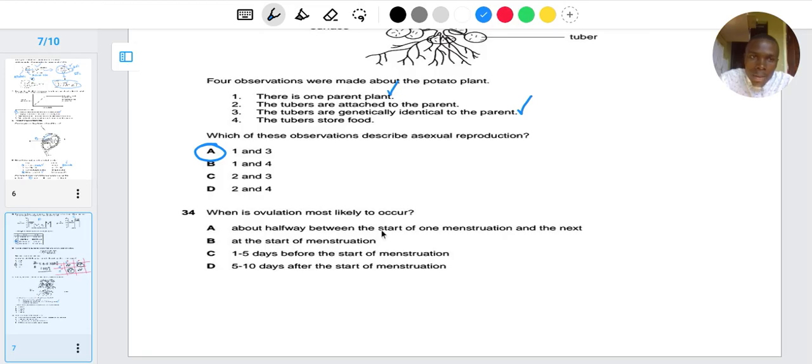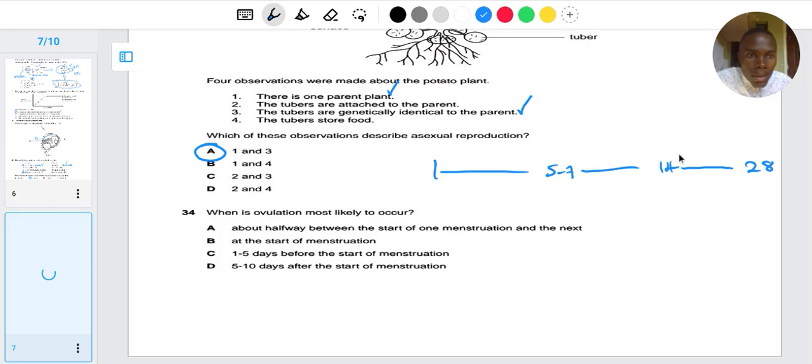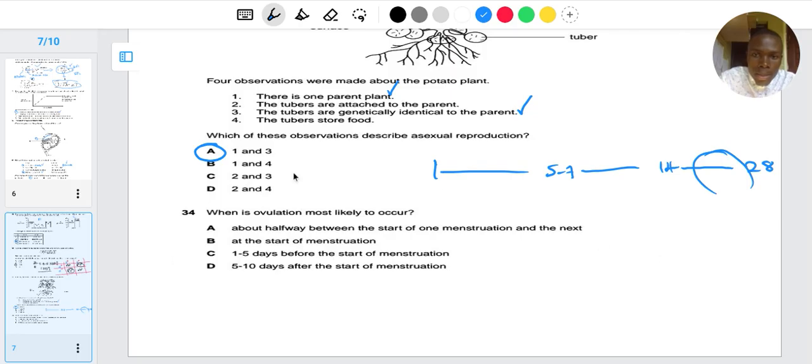In talk of ovulation, the menstrual cycle is divided into 3 phases. Number 1 is menstruation, from day 1 to day 5 or day 7. Then from day 7 to day 14. Day 14 is where ovulation takes place. Then from day 14 to day 28, this is where a female is likely to become pregnant. So the question is saying, when is ovulation most likely to occur?